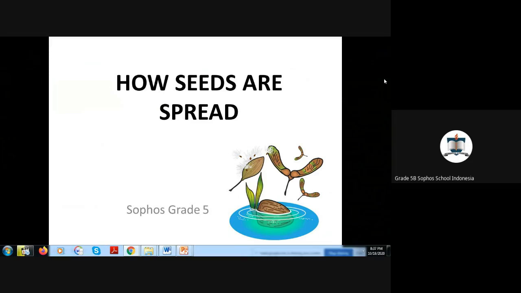Good morning, everyone. So today we are going to discuss how seeds are spread. This is taken from the science book, Unit 2.